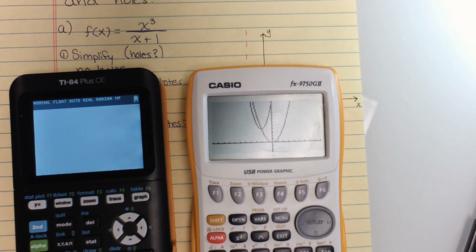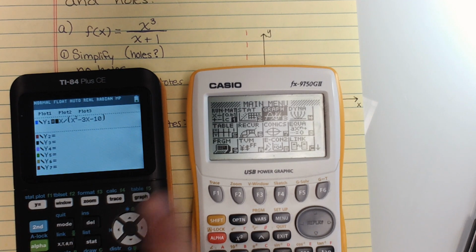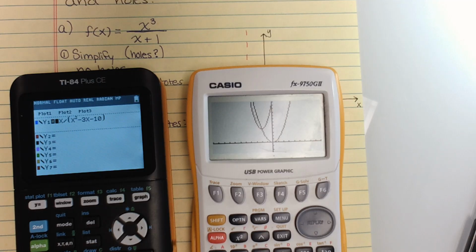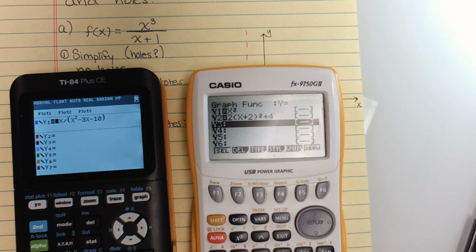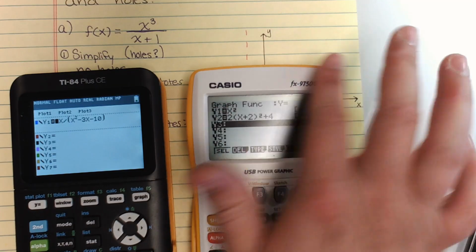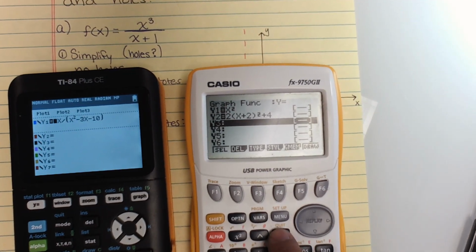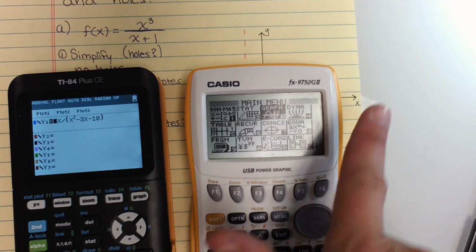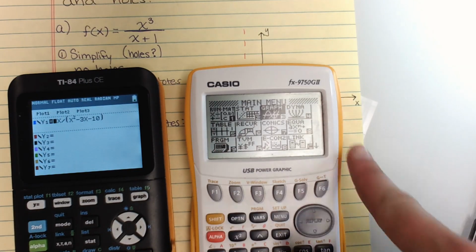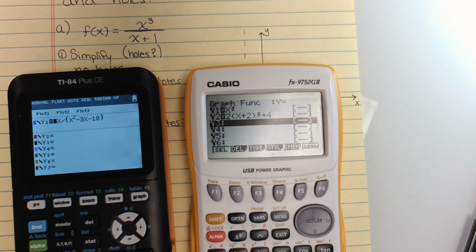So as we were. So TI, I click Y equals. Casio, I go to my main menu and I go to graph. Mine was already there. If it's on a graph, click exit. Anytime your Casio is on something you don't want, generally click exit a bunch of times. If it stops changing, then click the main menu and figure out which of these you ended up in and go back to what you're looking for. In this case, the third one, graph.